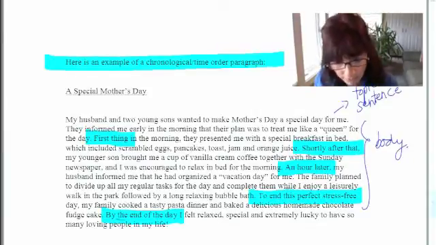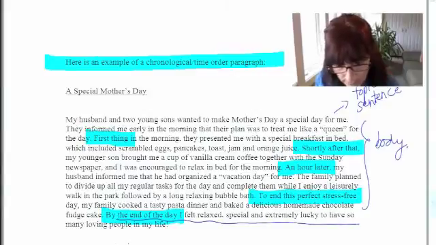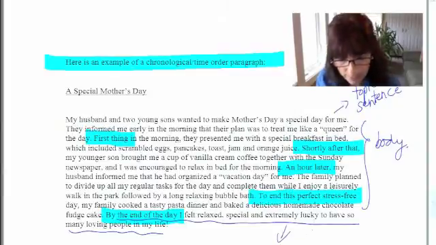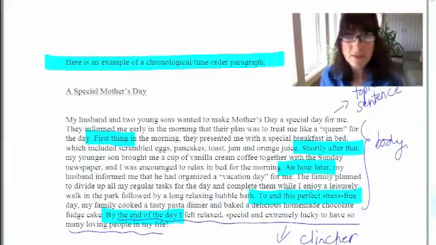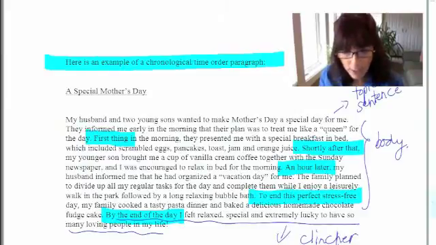And now let's look at the conclusion. By the end of the day, I felt relaxed, special, and extremely lucky to have so many loving people in my life. This is a great concluding sentence, also called a clincher sentence. You get the reader thinking, the reader's reflecting on thinking, oh, that is a lovely thing for a family to do for a mother on a special day.